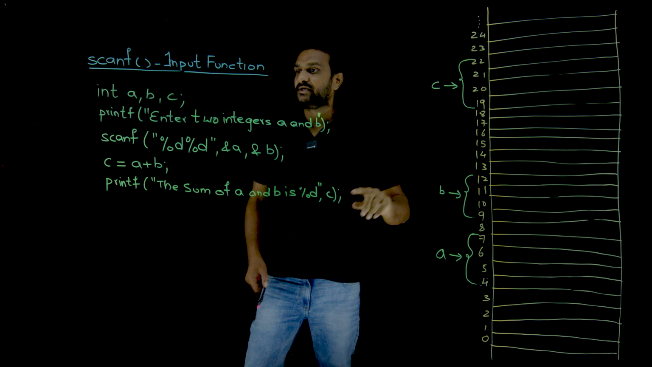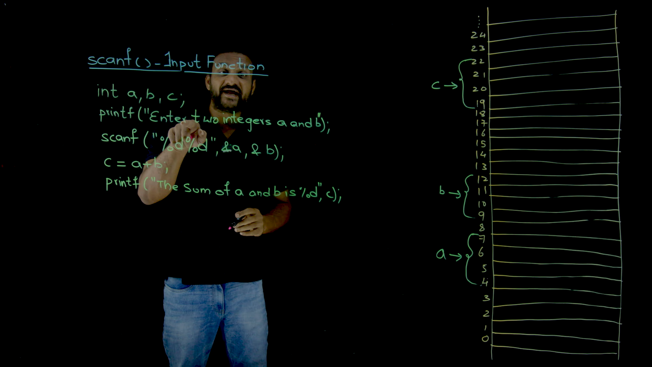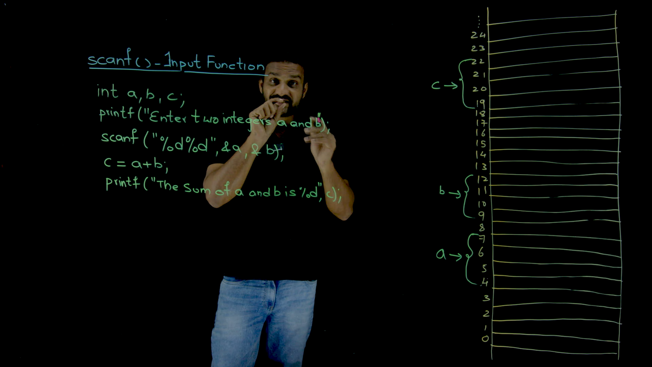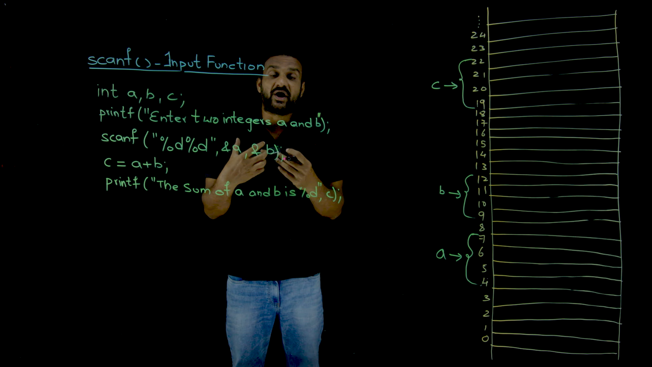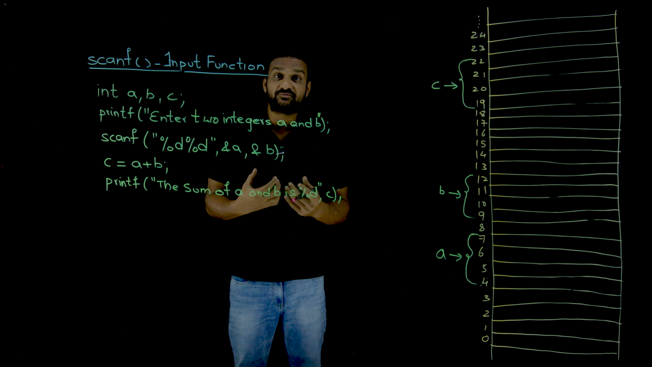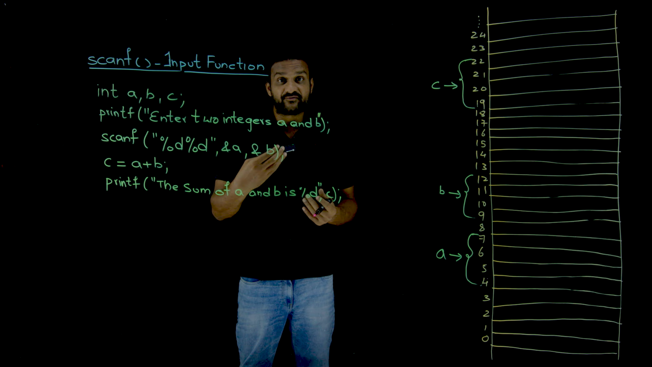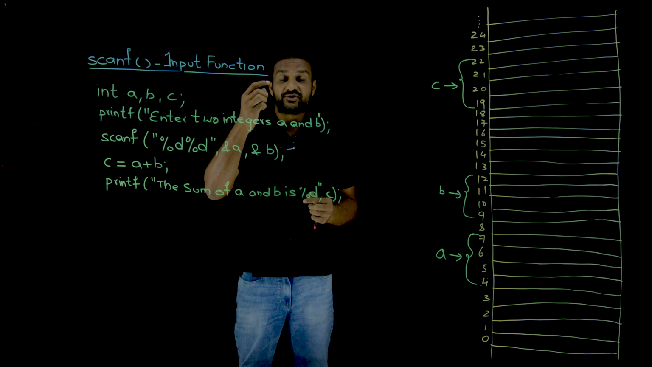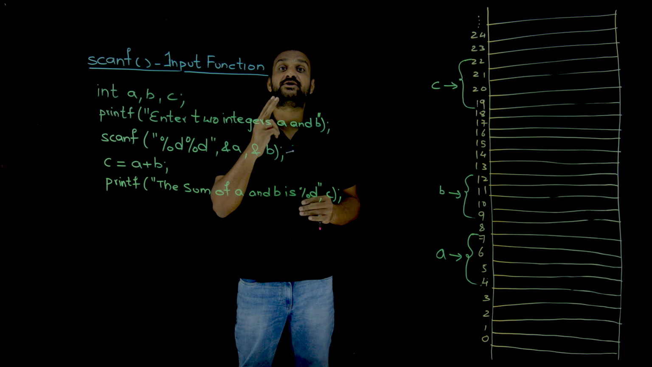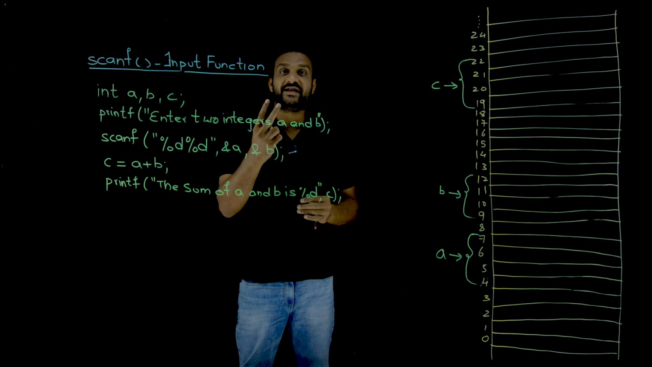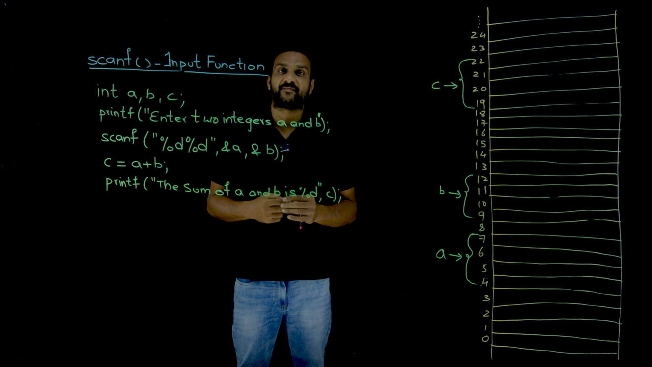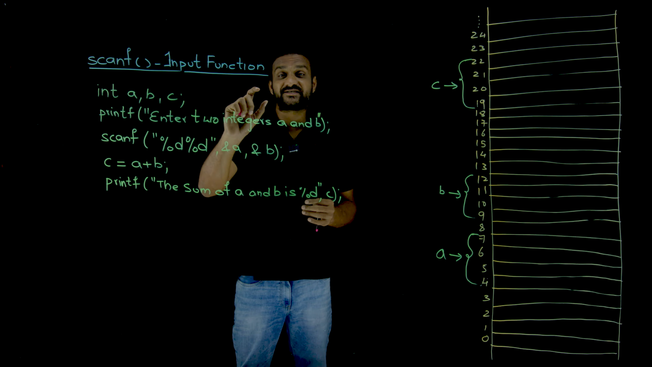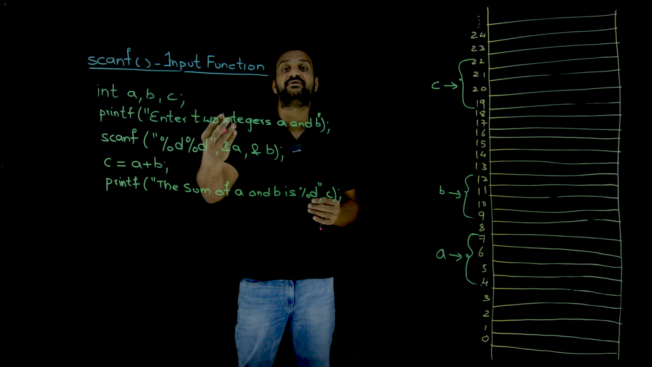Okay. Now the next line of code is printf "Enter two integers a and b". Why are we using this statement? This statement helps the user of the program understand that, in the next line of code, they have to provide two values which are integers. This statement makes the user understand what kind of inputs are to be given.